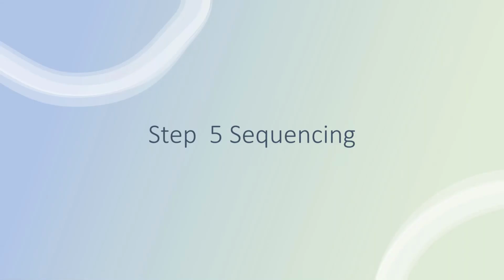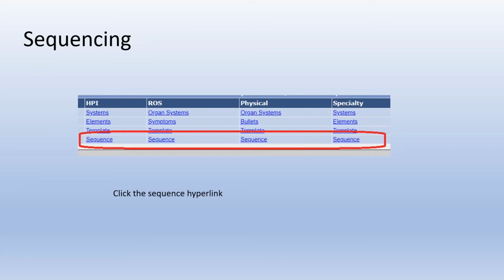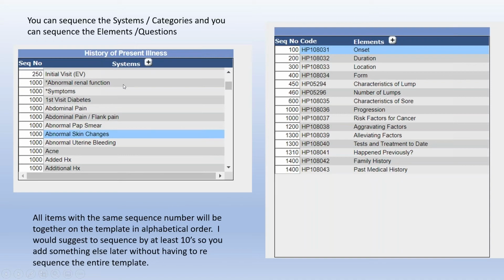Okay, so the next step, the last step to this part, is sequencing. So sequencing is nothing more than putting it in the order that you want it to be in. So you'd go down to sequencing for the template type that you're making. And these over here on this side are going to be all of your organ systems or your categories that you made. So you can put the categories in the order that you want them to be in. If you leave them all at 1000, they will be in alphabetical order according to the name of the section. If you want them to go higher, you can put them up higher.